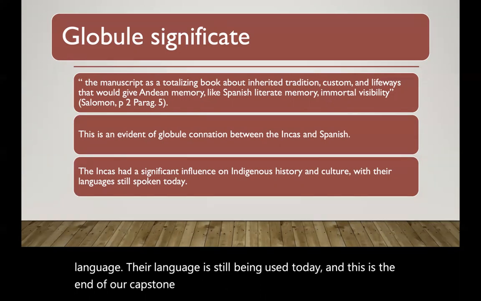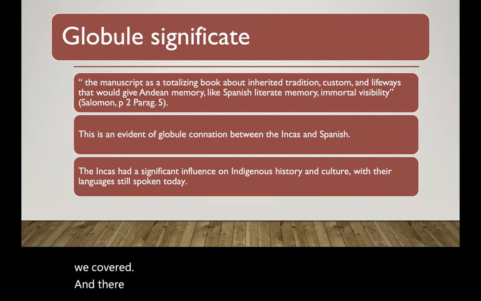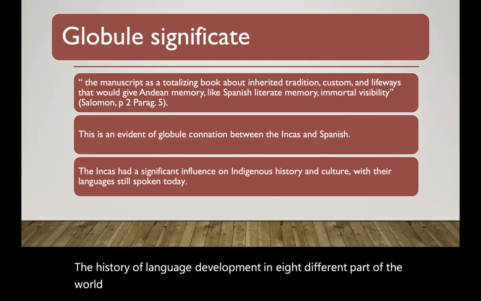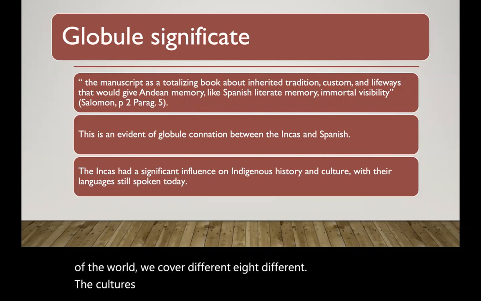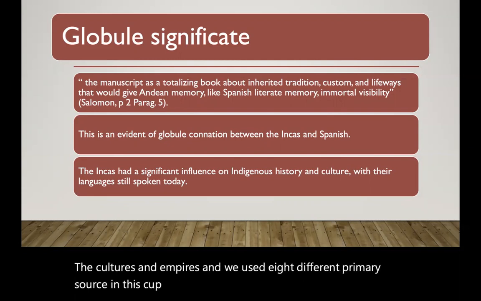And just a reminder, through this capstone, we covered the history of language development in 8 different parts of the world. We covered 8 different cultures and empires, and we used 8 different primary sources in this capstone.